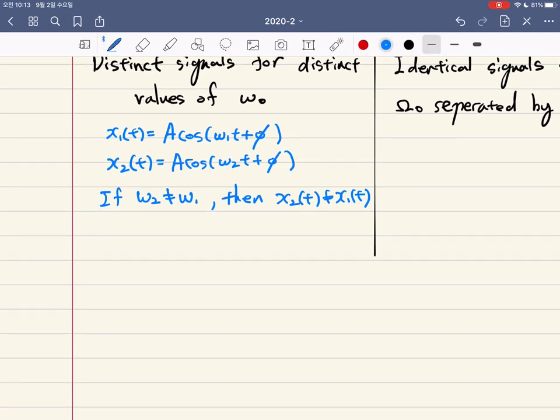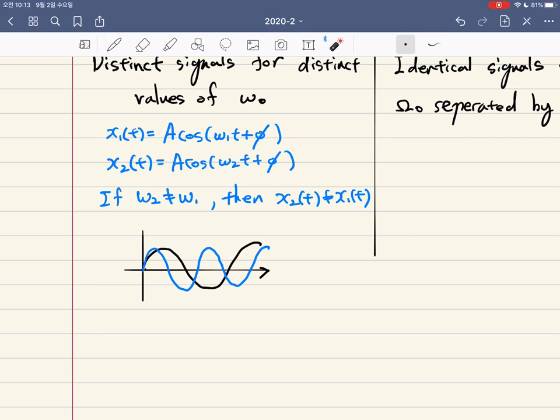So like, if the first one has this signal with omega 1, and the second one has maybe a faster signal with a larger frequency, then they are different signals. As you can see, you cannot match them.